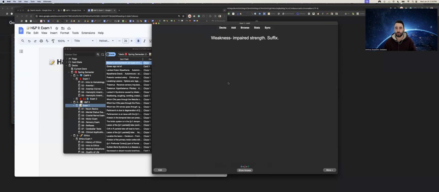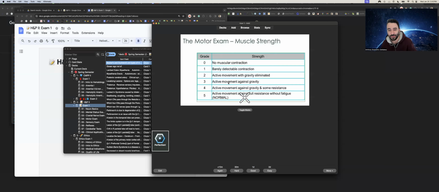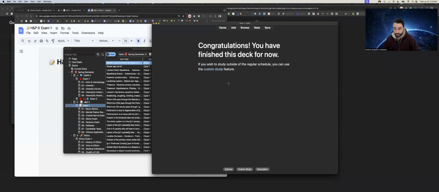Weakness, impaired strength. This is paresis. And 4 and 5, active movement against gravity. 4 has some resistance. 5 is active movement against full resistance without fatigue. Okay, that's it.